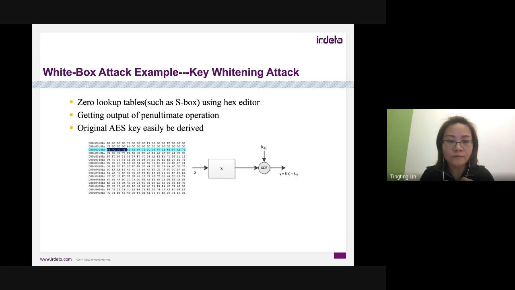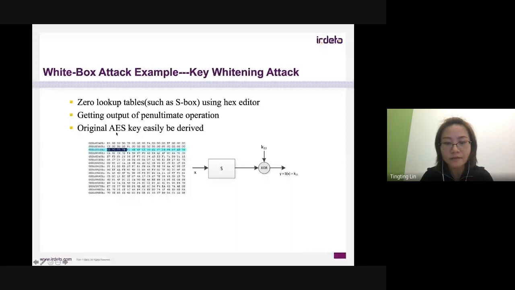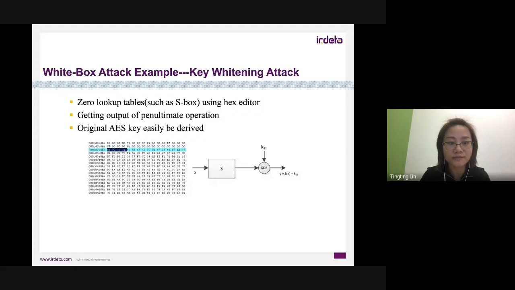This is a very simple white box attack. We call it the key whitening attack. We say AES has a public S box, so the attackers can find where the S box is stored and then use a hex editor to zero the whole lookup table, to make it all zeros.